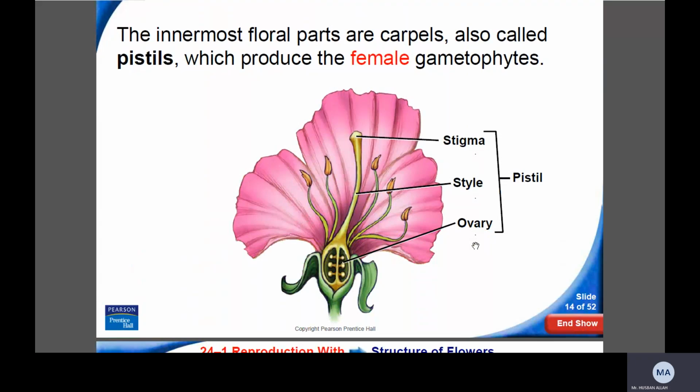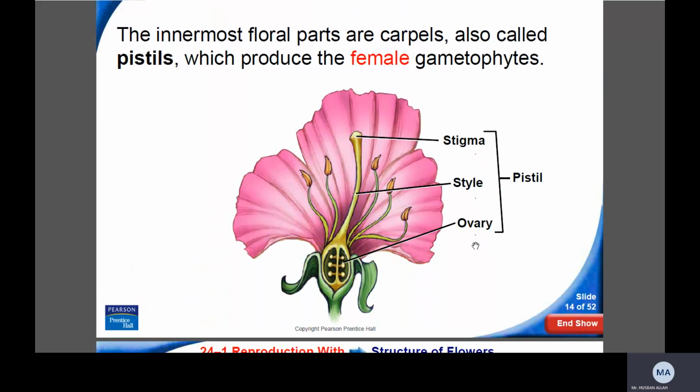While the female gametophytes, where will they occur? They will occur in the innermost part of the flower, mostly in the ovary. The ovary is the last part, where it mostly occurs, which produces the female gametophyte. Male is the pollen grain and female should be the ovule or egg.